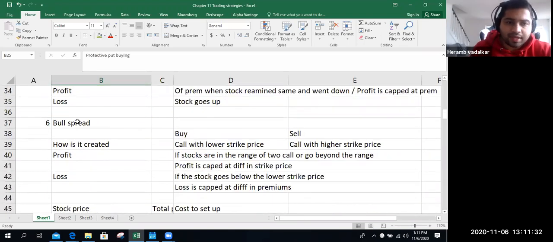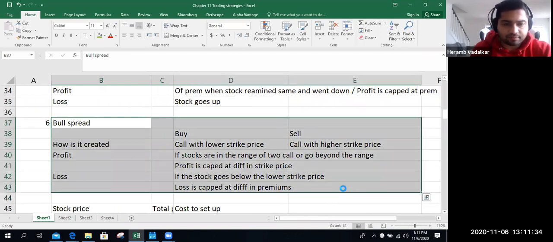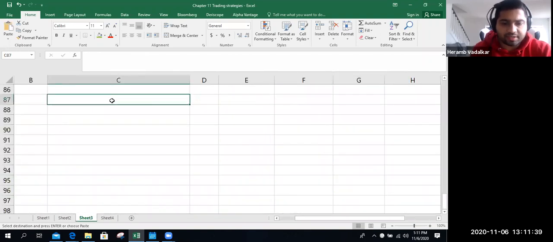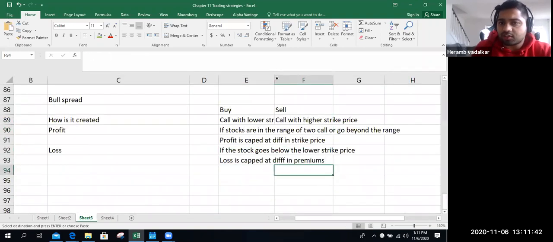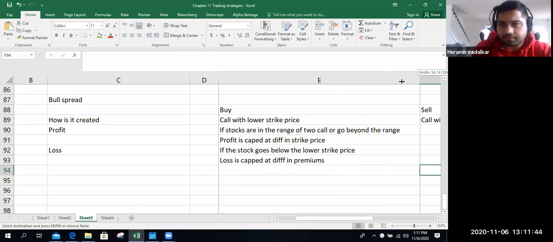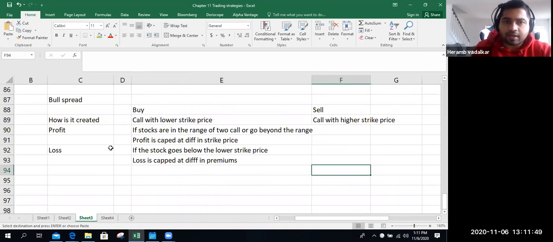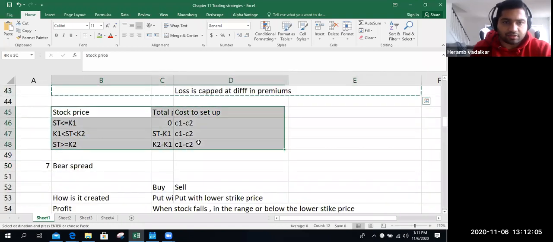Okay. Next is bull call spread. Let me explain that. So what's a bull call spread? A bull call spread is created by buying a call with a lower strike price and selling a call with a higher strike price. When does it make money? It also has this chart. So I'll copy that too.